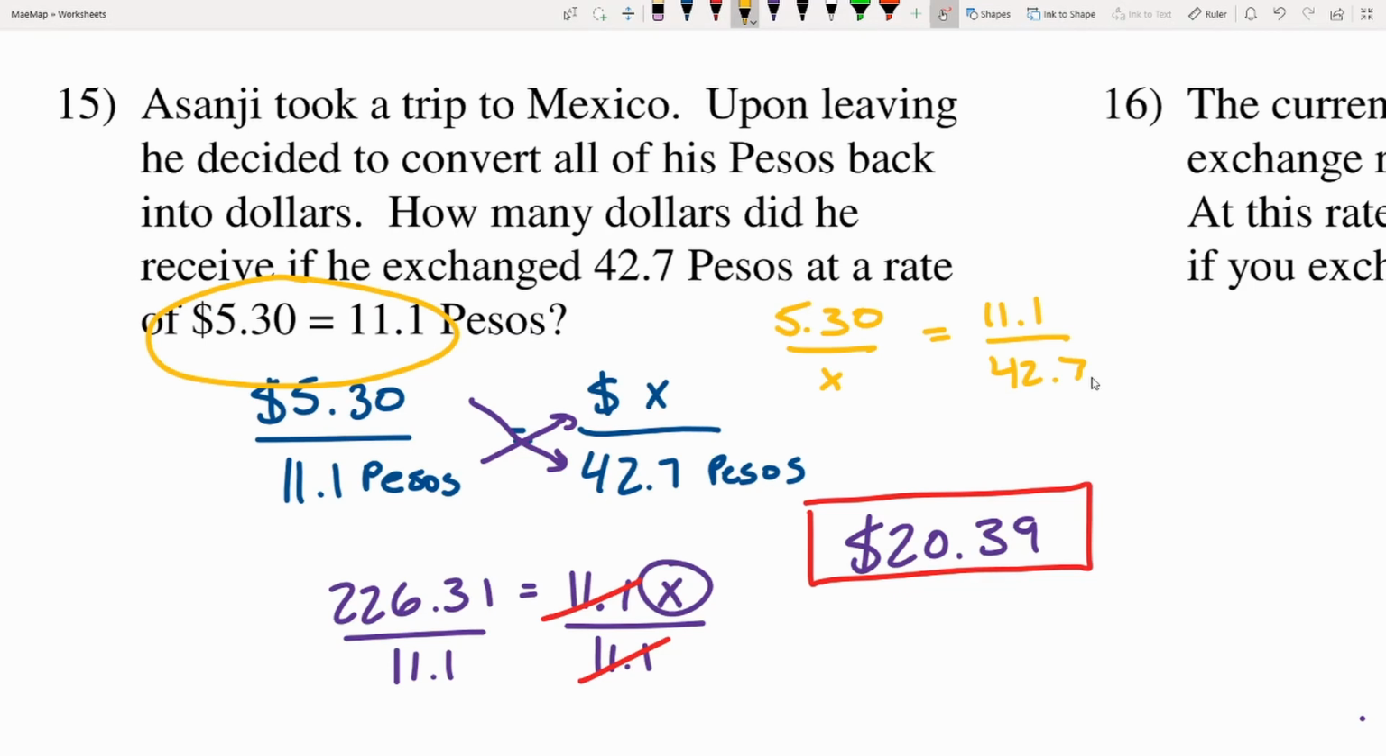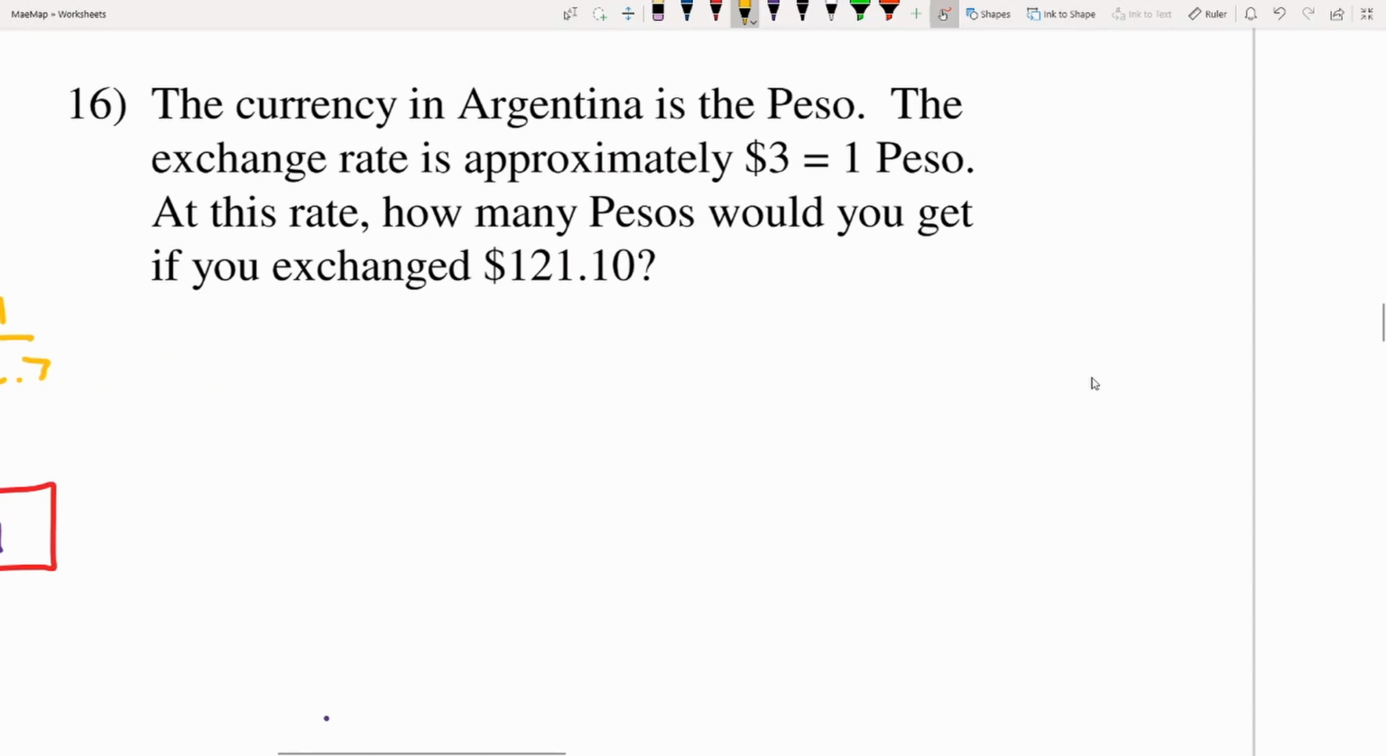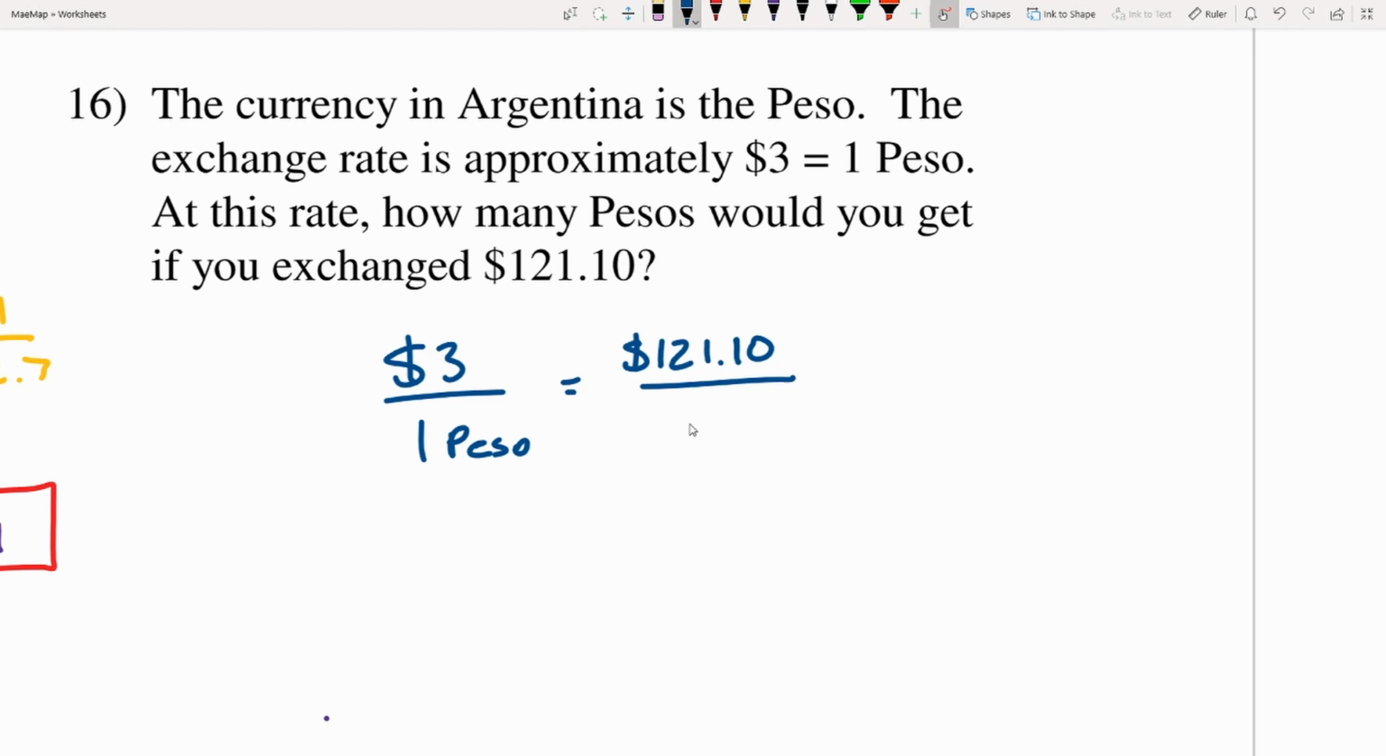like we talked about previously. In number 16, it says that the currency in Argentina is a peso. The exchange rate is approximately $3 for 1 peso. So I'm going to write that as a fraction. So I'm going to say, okay, it's $3 per 1 peso. At this rate, how many pesos would you get if you exchanged $121.10? So if I exchanged $121.10, how many pesos would I get? I'm going to call that variable P. So P pesos, where that P is the variable I'm looking for.